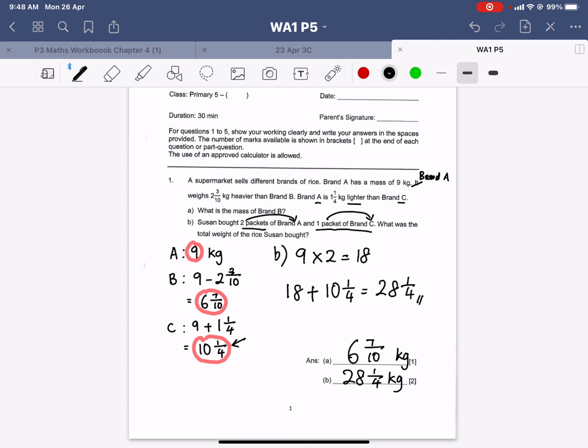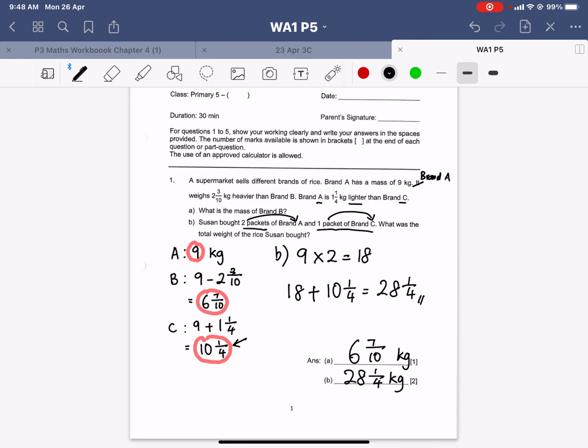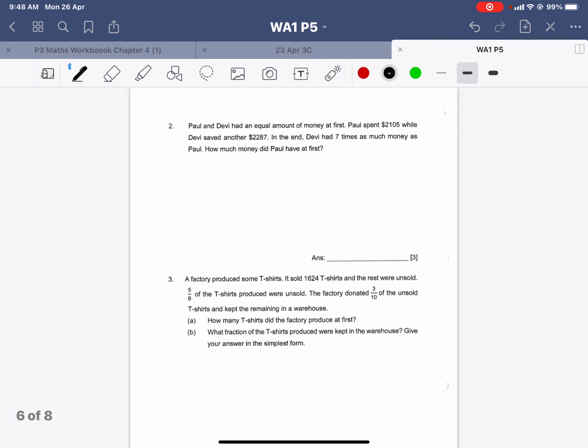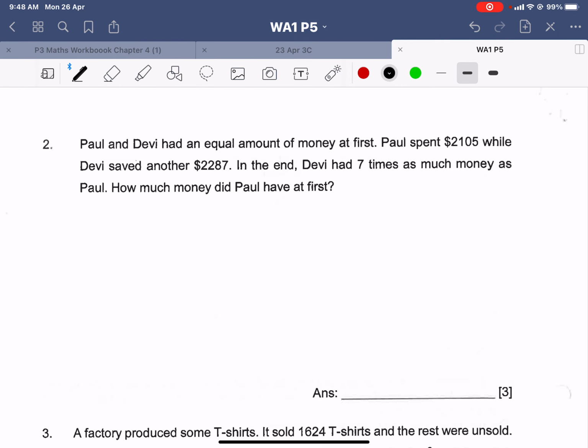Okay, question number 1 is done. Usually question 1 are the ones that you should score as much as you can. Question number 2. This is about before and after. How do I know it's about before and after? Because there's this word "at first" and there's also this word "in the end". So those who came to me the day before the WA, you benefited because you actually asked me how to do the before and after. So very good job, okay?